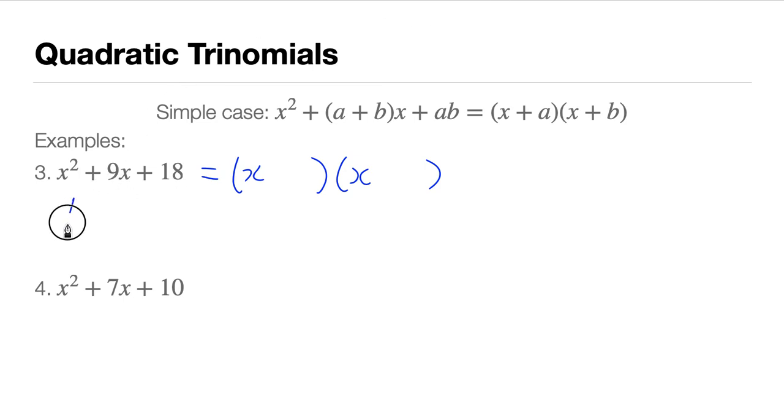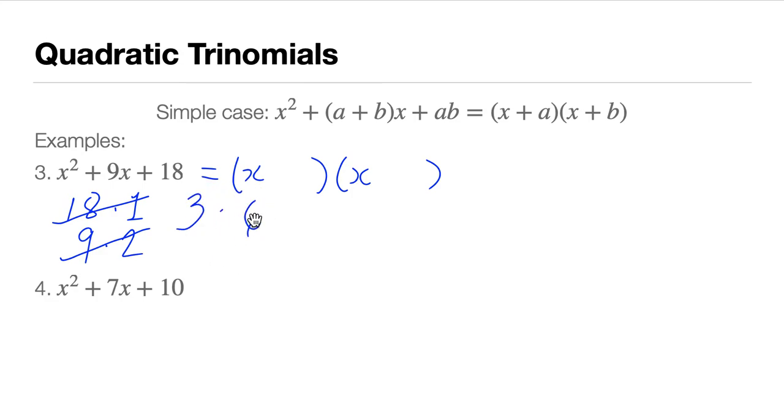So let's try. Will 18 times 1 work? Will this work? 18 plus 1? No, it's not going to give us 9. It's going to give us 19. Wrong. How about 9 times 2? Will this give us 18? Yes. Will this give us 9? Probably not. So, nope. What else? What are the other factors of 18? How about this? 3 times 6.